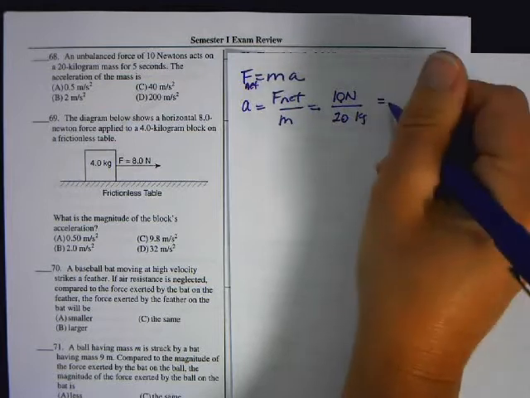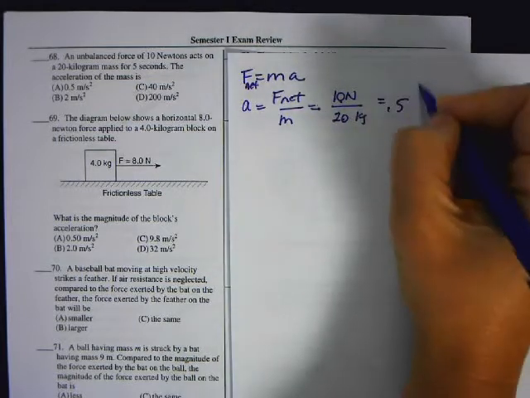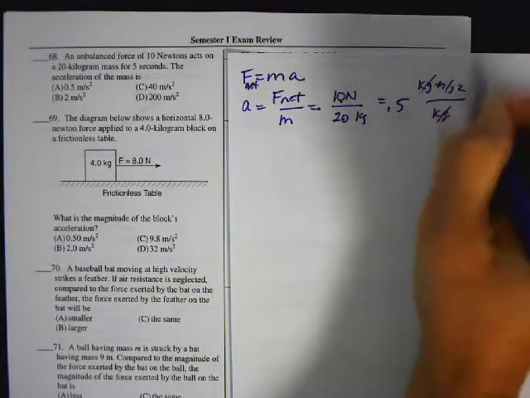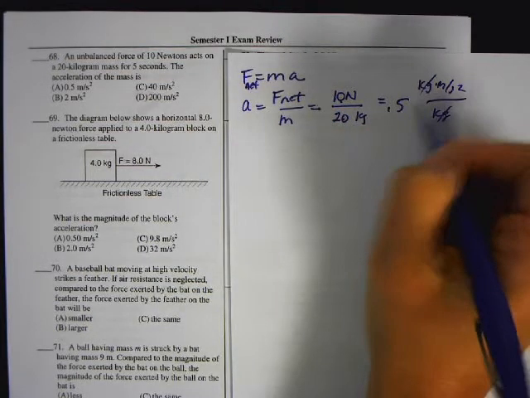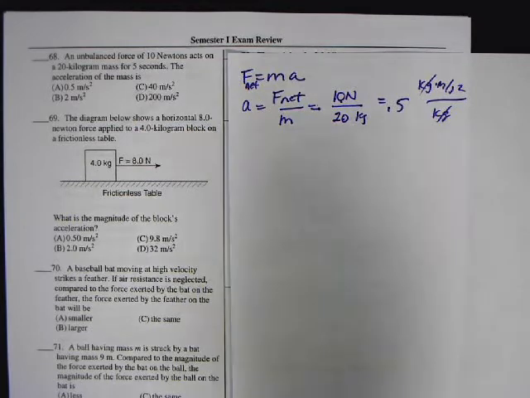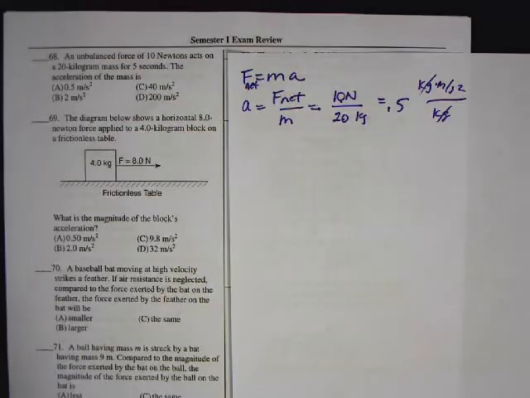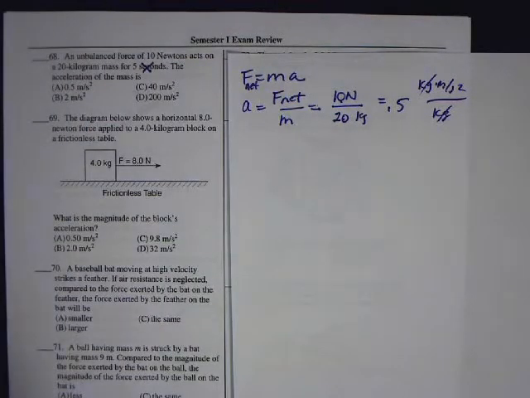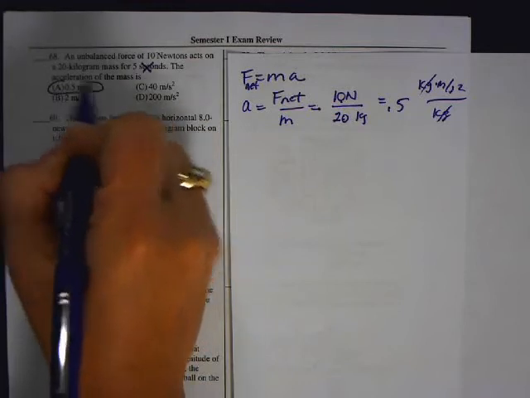So 10 divided by 20 is 0.5. A newton is a kilogram meter per second squared, divided by a kilogram. These cancel, and I get the correct units, meters per second squared. Did I need to know the time? No. So this is, again, number one, you need to be able to say, did I need this information in the problem? Because in this case, this wasn't necessary to solve the problem. So the answer here was A.